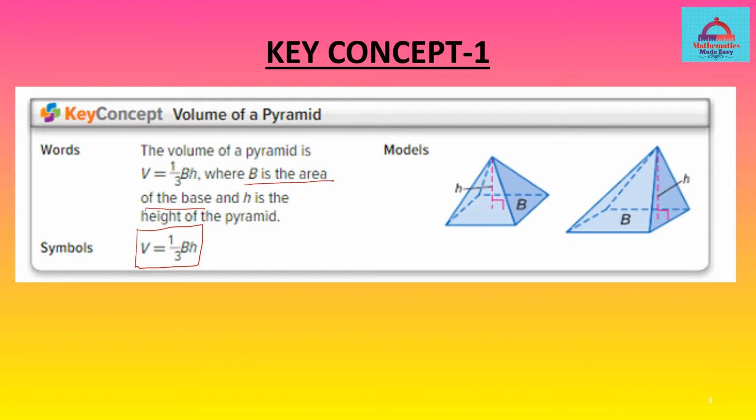So if it is a square pyramid, then it will be the area of the square. If it is a rectangular pyramid, it will be the area of the rectangle. Also, in a question, if the height is given to you, then you can plug both values B and H in the formula for volume to get to your answer. So let's see how we can apply this key concept to solve some problems.